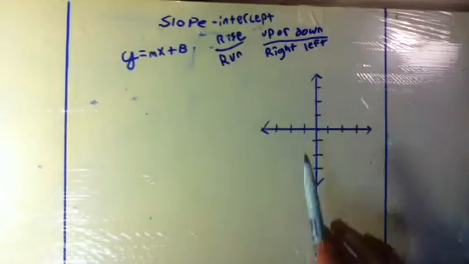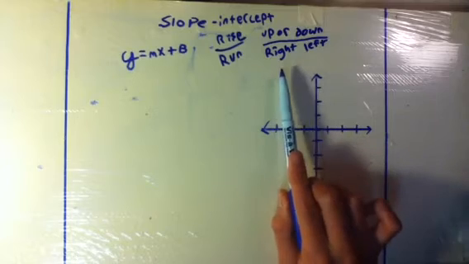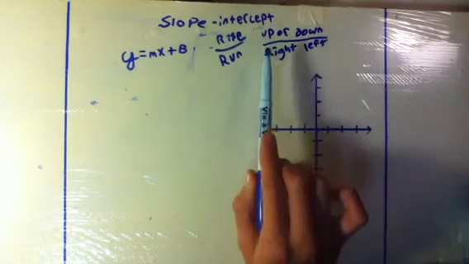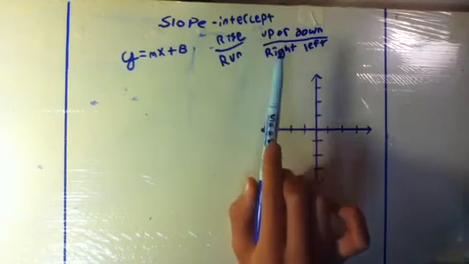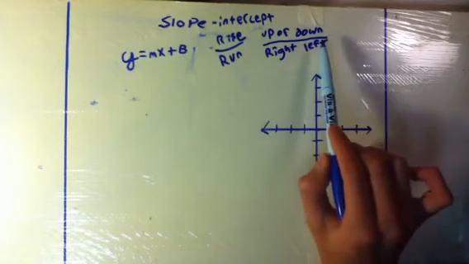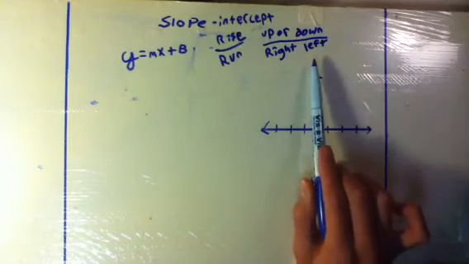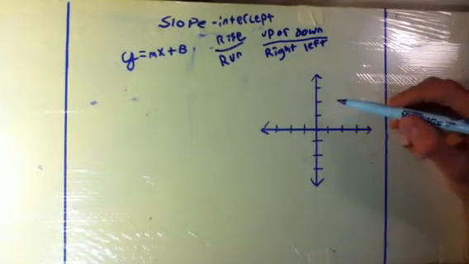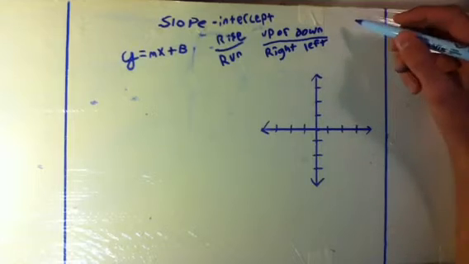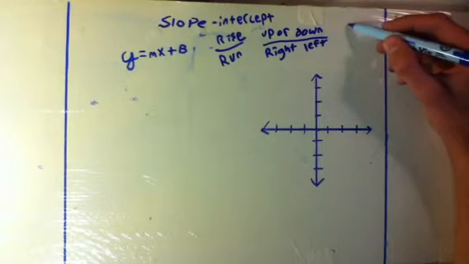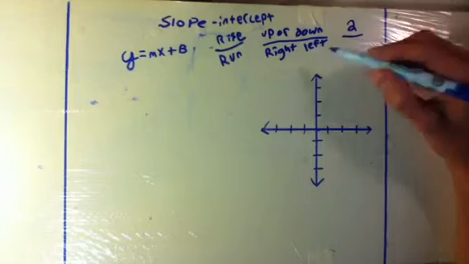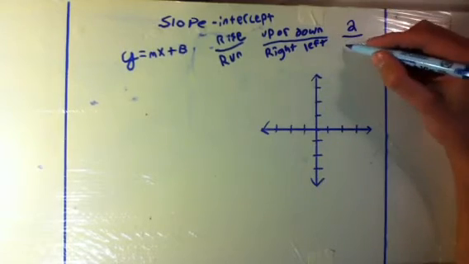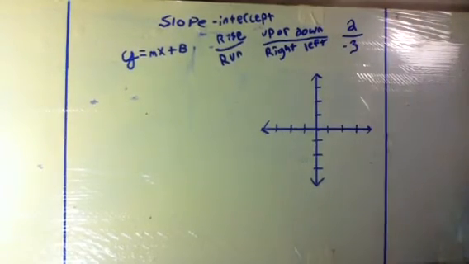And if it's a positive number, that means you're going to go right, and if it's a positive number, you're going to go up. But if it's a negative number, you're going to go down, and if it's a negative number over here, you're going to go left. So, an example for that would be if you're going to go up 2, you graph it like this, and then let's say you're going to go left 3, so you put negative 3.